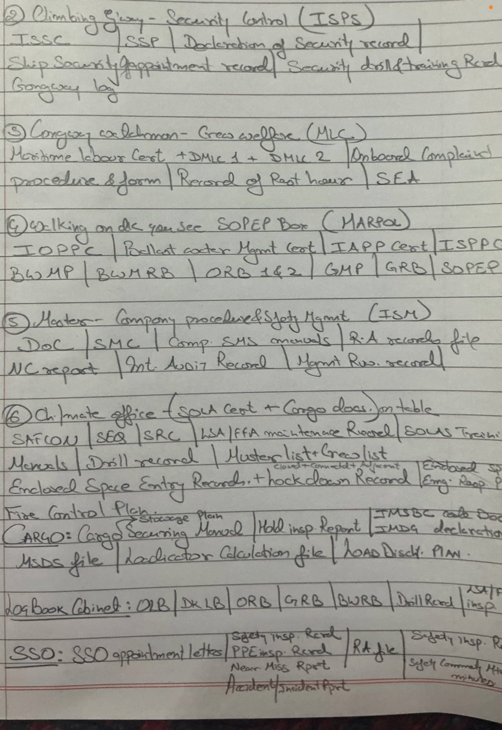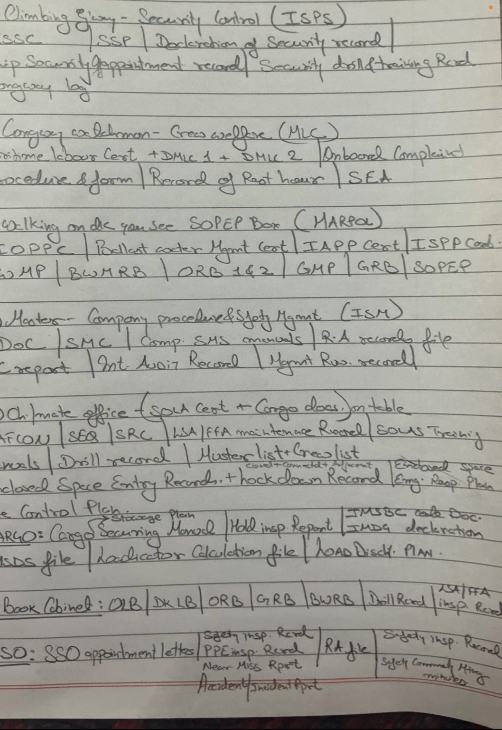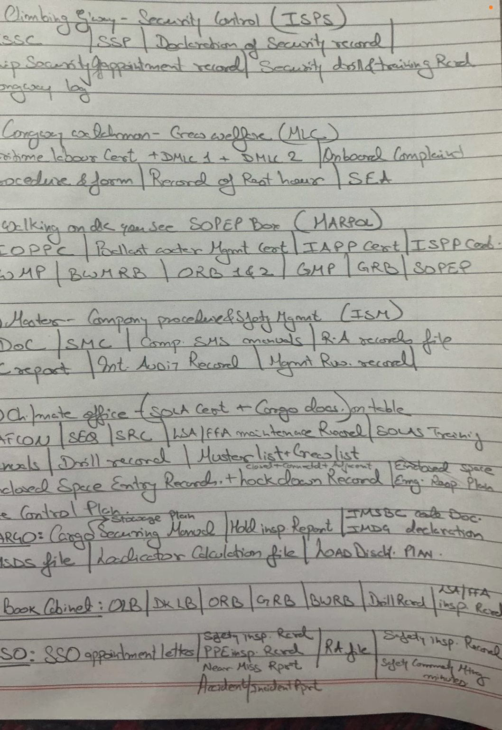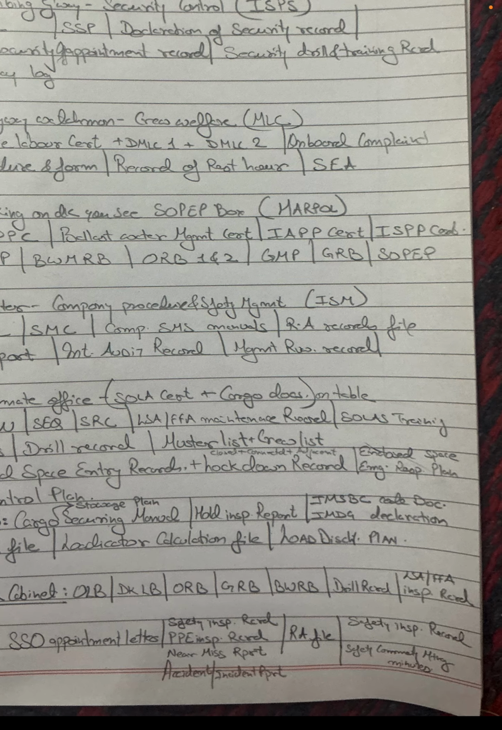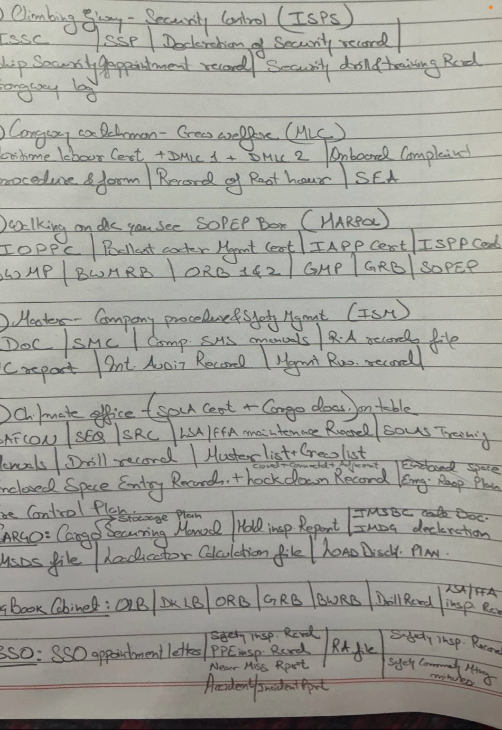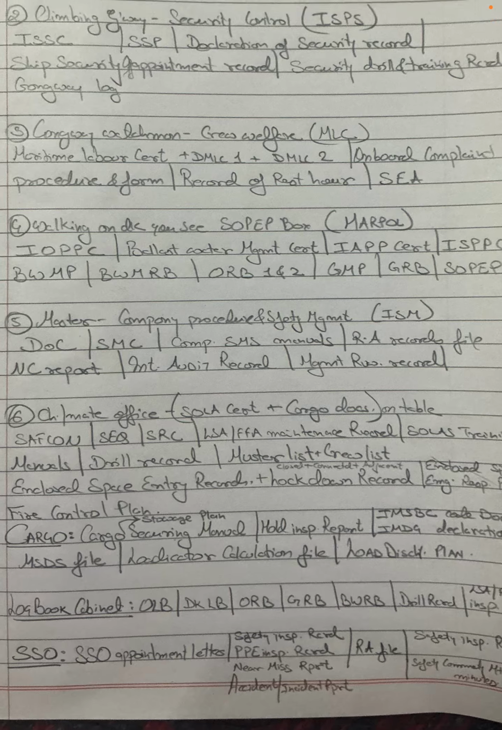Then deck logbook, you will have to make entries. Oil record book, garbage record book. What else is related to you? Ballast water management. So ballast water record book. You're responsible to get the drills done. So drill record book. And LSA FFA inspection record book. Okay, one another duty for you as a ship safety officer.